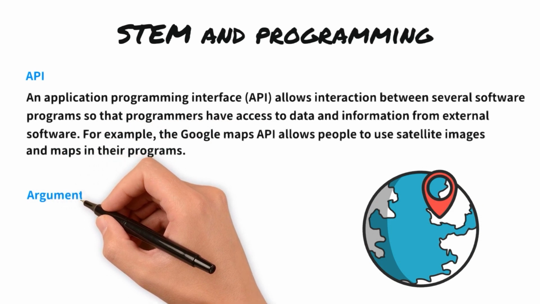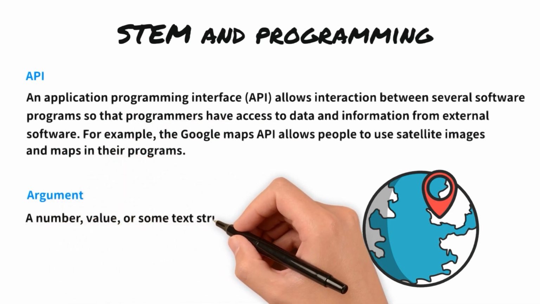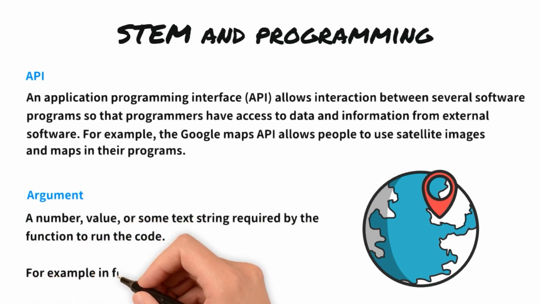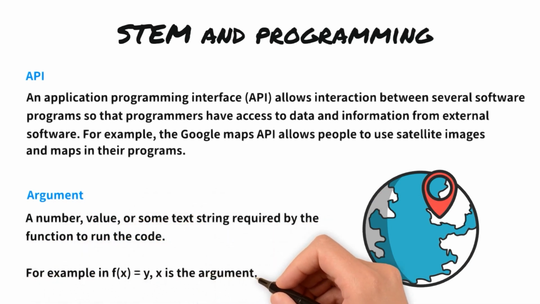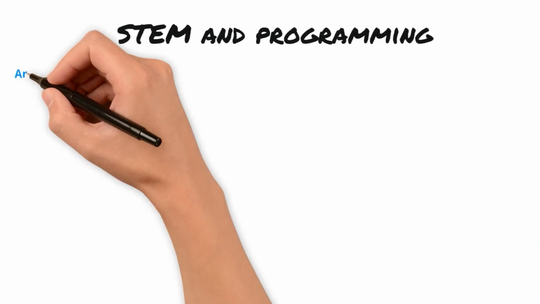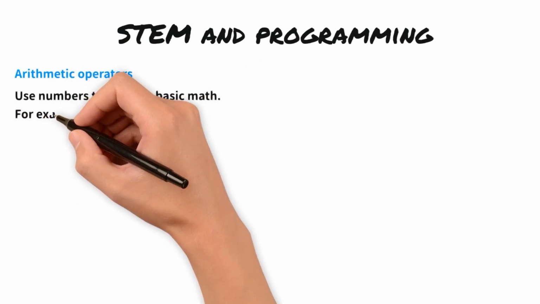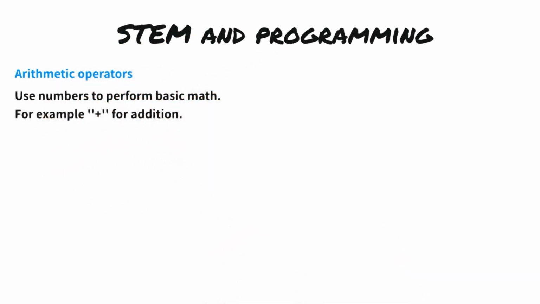Argument. A number, value, or some text string required by the function to run code. For example, in f(x = y), x is the argument. Arithmetic operators use numbers to perform basic math. For example, the plus sign for addition.